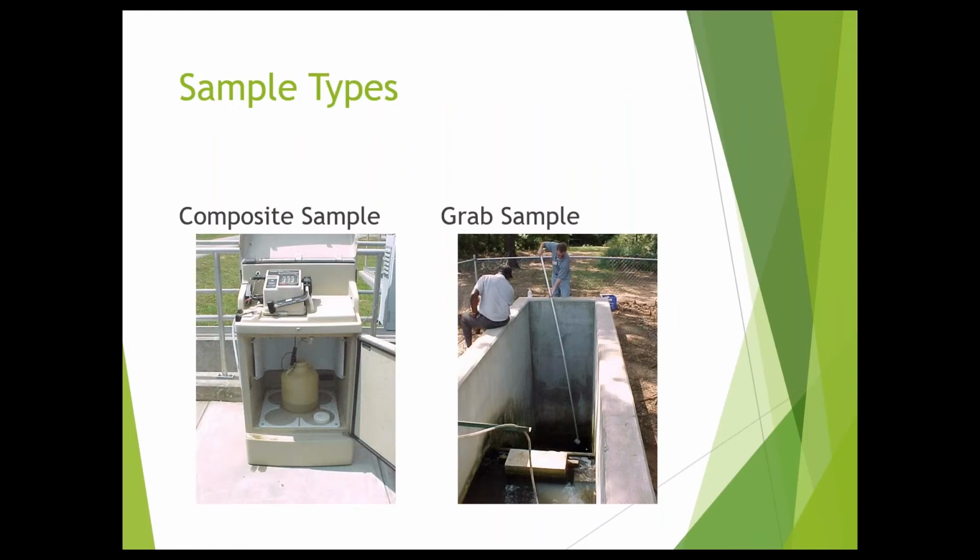So different types of sampling. Here you have your composite sample. On the left, you have your grab sample. A composite sample is nothing more than a series of grabs. And your grab sample could be a series of smaller grab samples. So what do you mean by that? Well, the rule is any sample you take within 15 minutes is one sample.